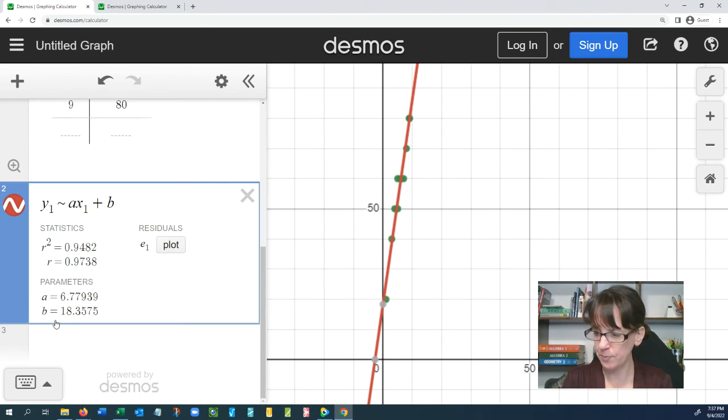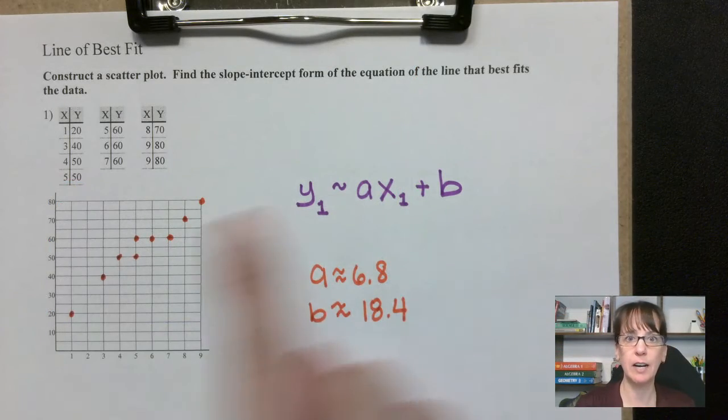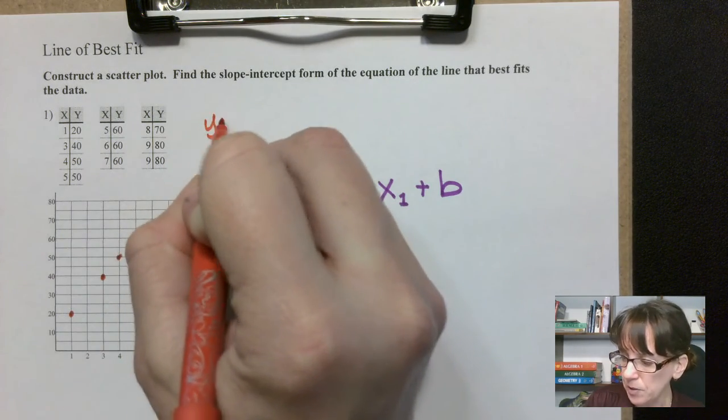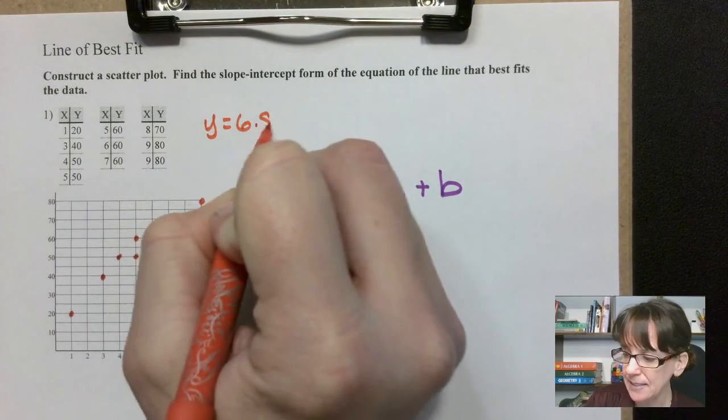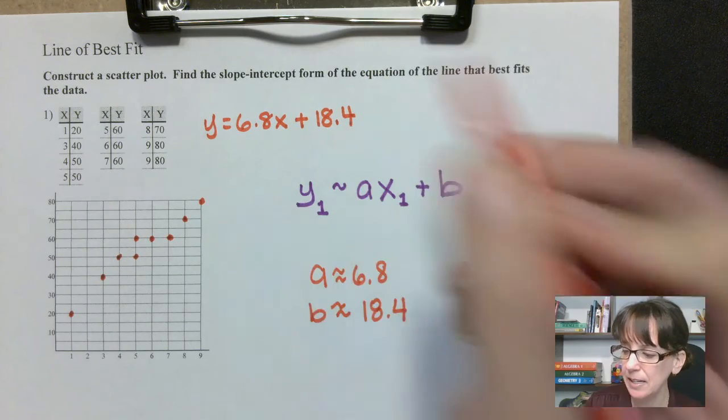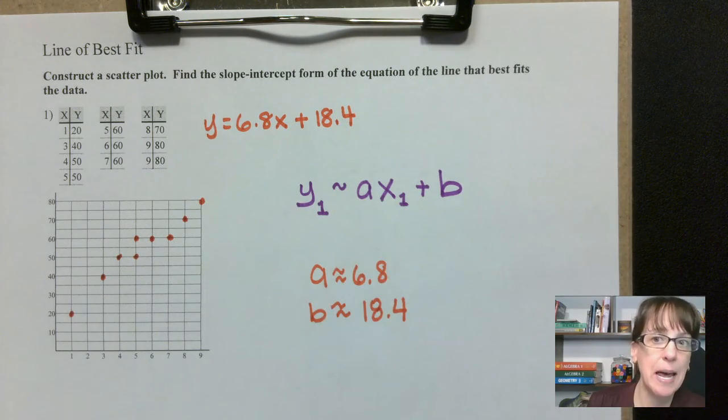So let's take that information back to my board here. A is approximately 6.8, and B is approximately 18.4. And so that information, if we go back over to our table here, the line of best fit would then be y equals 6.8x plus 18.4. We use an A here instead of an M for our slope, but that's what the A represents.